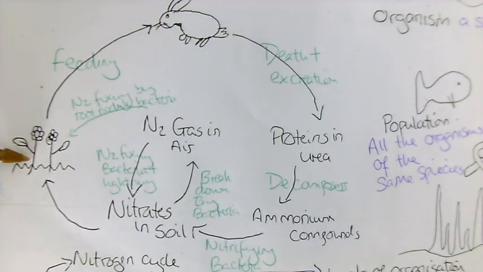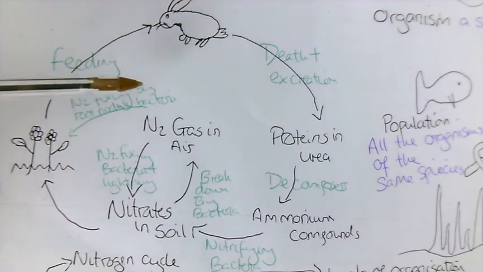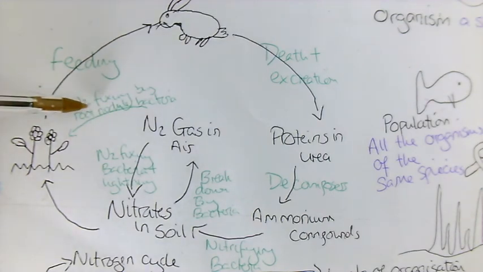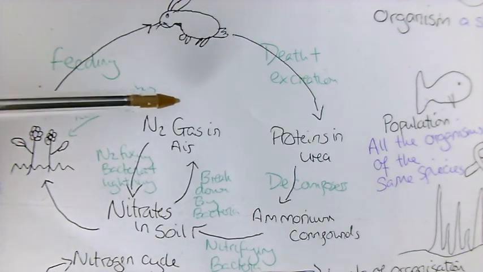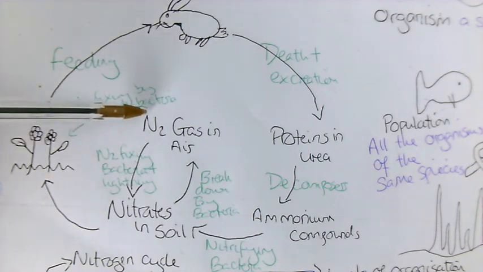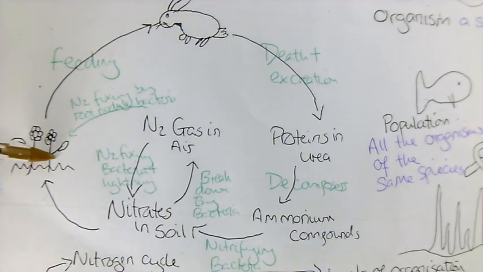Some plants can use nitrogen gas if they have root nodule bacteria, and that means that they can convert nitrogen straight away to be used as nitrates in the plant.